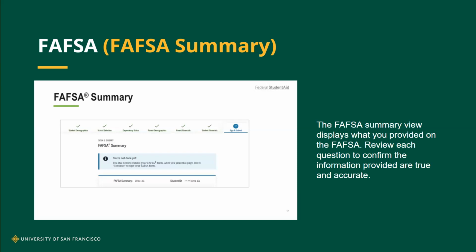Once you finish the student financial section of the FAFSA, you'll have to go ahead and sign and submit your FAFSA. As the student, you can use your FSA ID to electronically sign the FAFSA. Before you do so, you do want to review the FAFSA summary, make sure that all the questions are answered correctly and accurately. If not, you can go back into that section and make any corrections as needed.